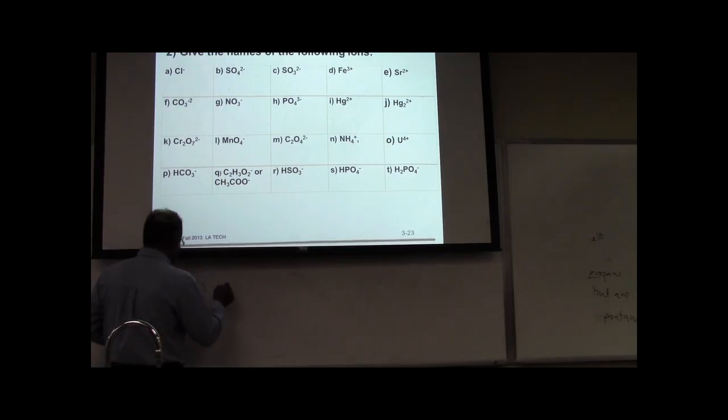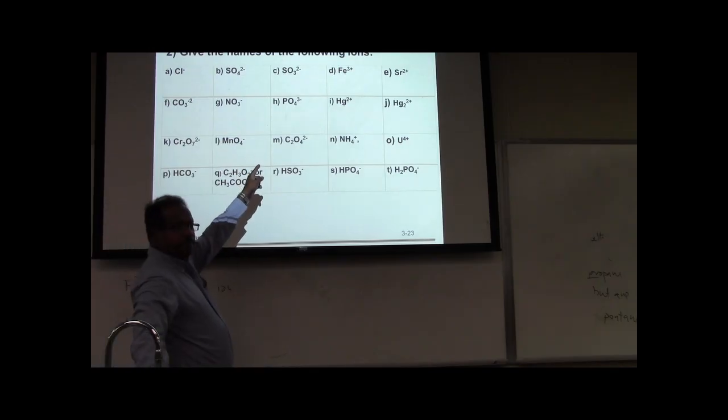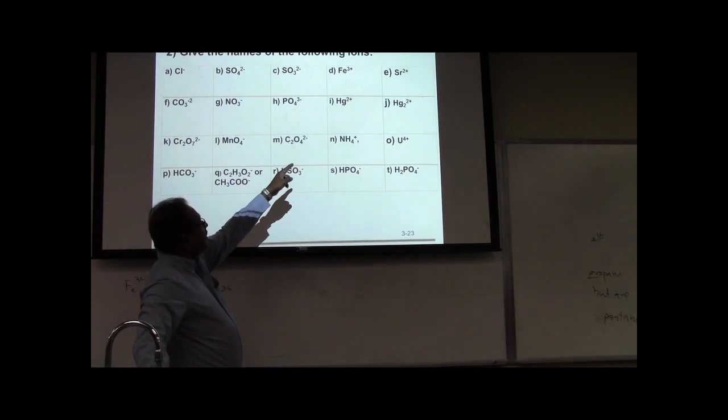Sometimes we write ion. If it is iron alone, we write iron 3 ion. Like what is that? Sr2 plus is called strontium ion. We have to write down ion, okay? Chloride ion, sulfide ion, sulfate ion, iron 3 ion, strontium ion. You don't call it 2 plus. Carbonate ion, nitrate ion. What is this one? Phosphate ion.